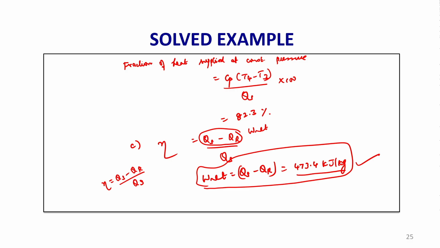In addition to the compression ratio and the cutoff ratio, in the diesel cycle the cutoff ratio is V3 by V2. In case of the dual cycle it is V4 by V3, because constant pressure heat addition is process 3 to 4, not 2 to 3. And there is one more ratio, the pressure ratio, that is the pressure at the end of the constant volume heat addition, P3 divided by P2. So, this is one new ratio which has been introduced here, and we have derived the air standard efficiency and solved one numerical question.